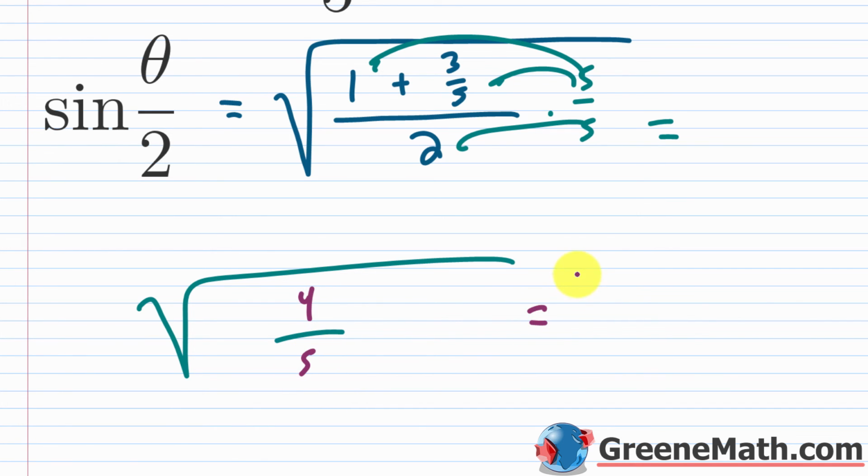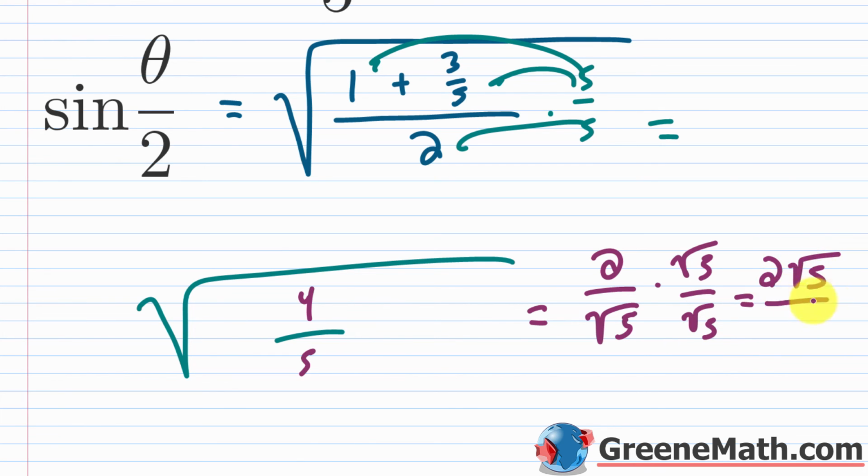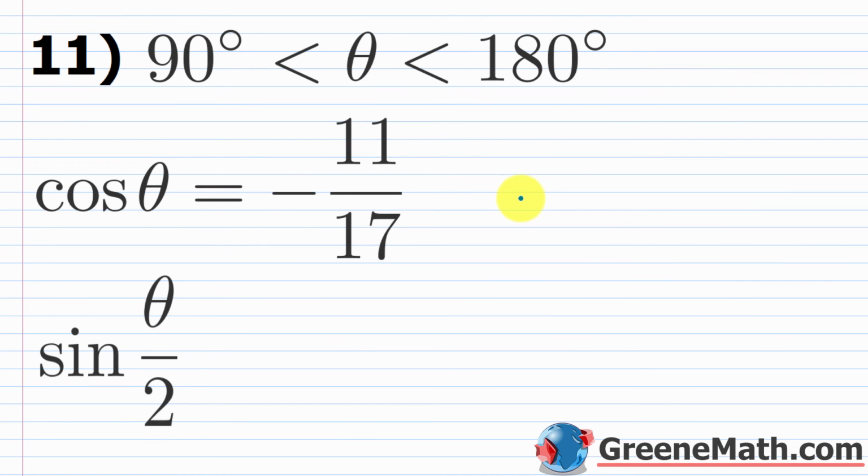So let's write this as the square root of 4, which is 2, over the square root of 5. You need to rationalize the denominator, so multiply by the square root of 5 over the square root of 5. Let's make that 5 a little bit better there. And so the final answer for the sine of theta over 2 is going to be 2 times square root of 5 over 5. All right, let's take a look at problem number 11.